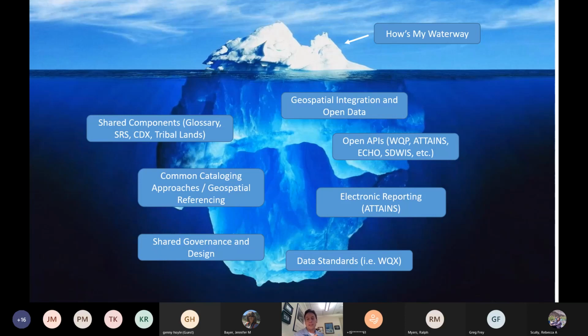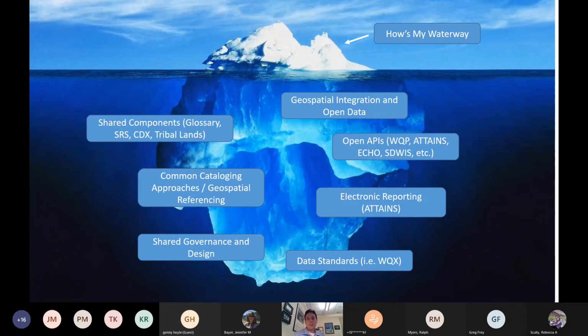But it doesn't come easily. There's a whole suite of things that had to come together to make How's My Waterway a reality, including concepts like WQX and data standardization and electronic reporting and tying data to common hydrogeographies and standardizing around common terms. All of that had to happen in order to make How's My Waterway a reality. And so, I would encourage you. I'll often hear people talk about, oh, I'm going to make a new web portal and show off my data, right?